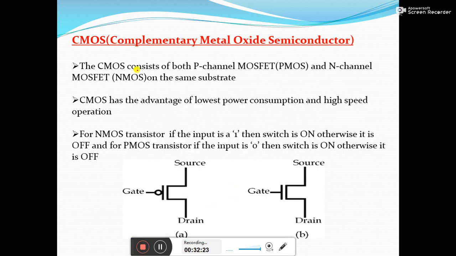So next one is complementary metal oxide semiconductor. CMOS is nothing but it consists of both the P channel MOSFET as well as the N channel MOSFET on the same substrate.